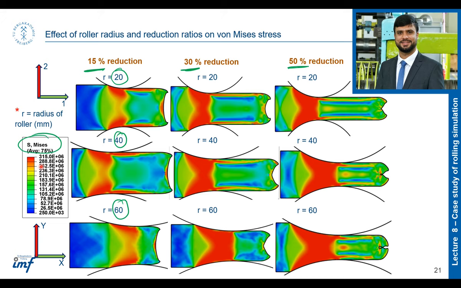Okay, so you see how the stress distribution is different when we are selecting different attributes, and these kinds of stress distributions affect the final microstructure, final properties, final behavior of the material after rolling. So that is important. That is why we want to model it and study it and make sure that we are using the correct values.